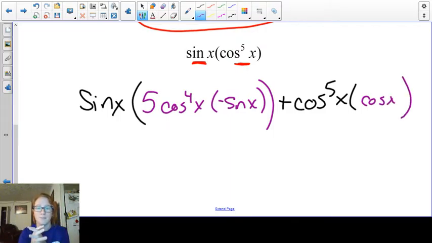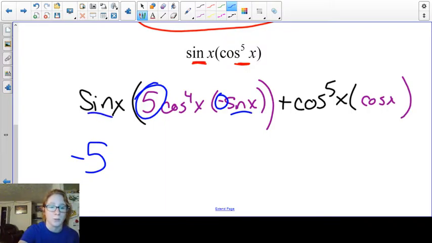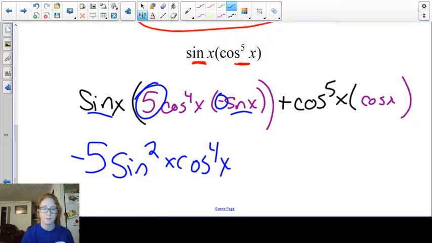Now we're going to multiply stuff together. Super. So I have 5, a negative, and no other numbers going on out front. So I have negative 5. I have a sine and I have a sine, so I have sine squared. Cosine to the 4th of x.